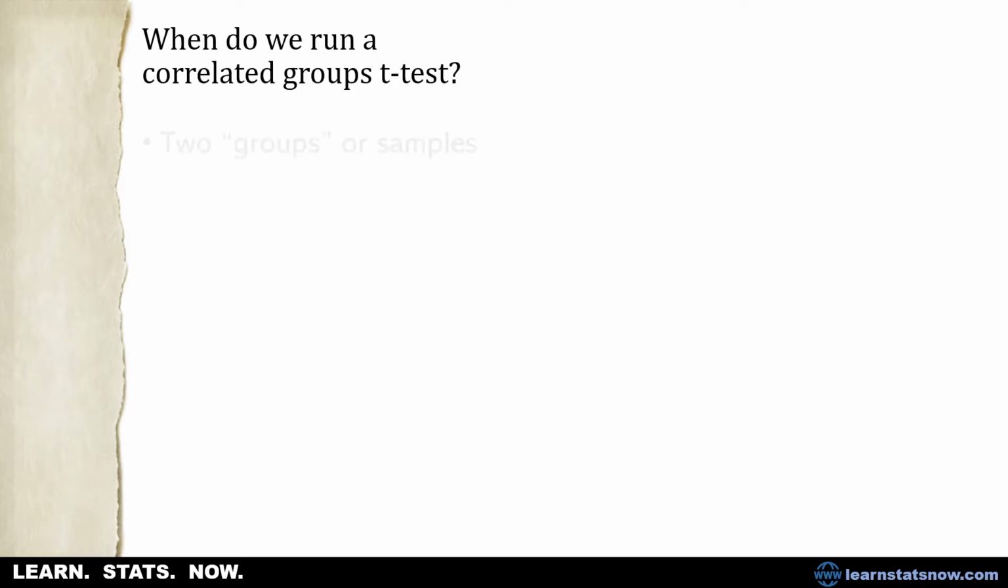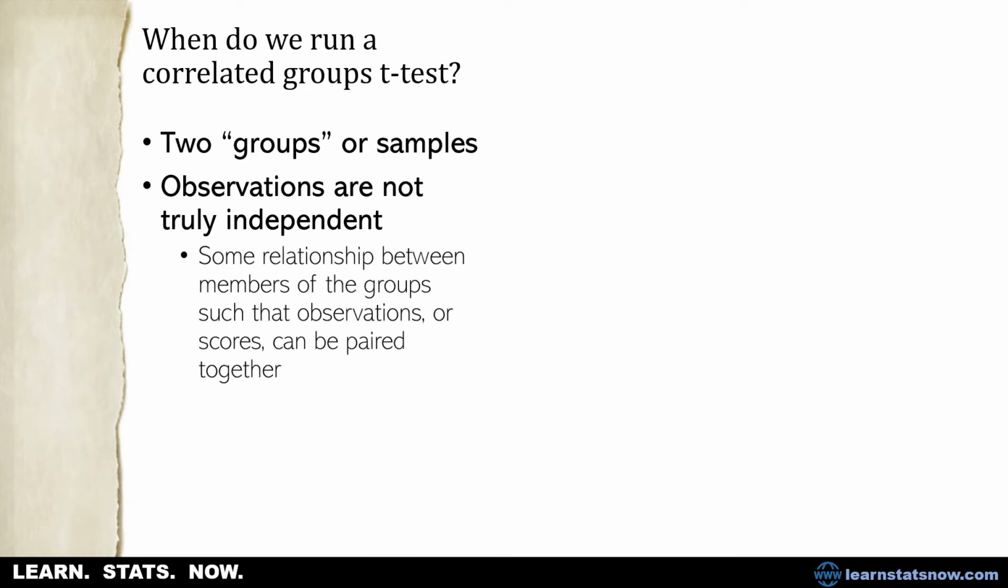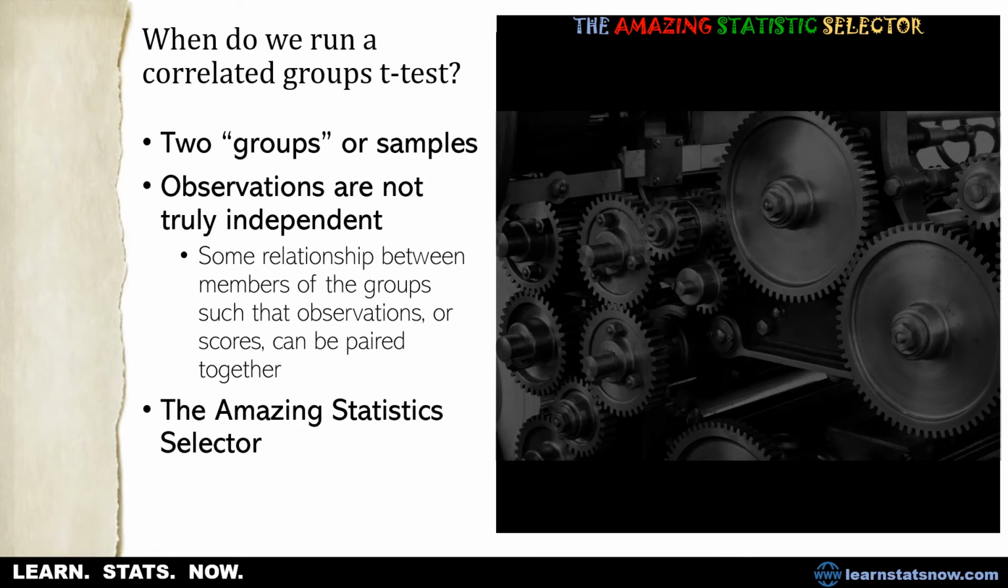So when do we run a correlated groups t-test? When there are two groups or samples. So we start with two samples. We're actually only going to run the analysis on one sample, which is a new distribution essentially that we create. And we're going to treat that as almost like a one sample t-test. But the observations across the two samples that we collect are not truly independent of one another. There's some relationship between members of the groups such that the observations, in other words, the scores, can be paired together legitimately. So let's take a look at our amazing statistics selector.